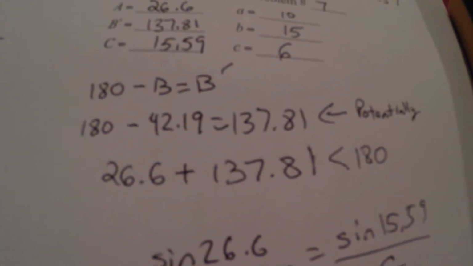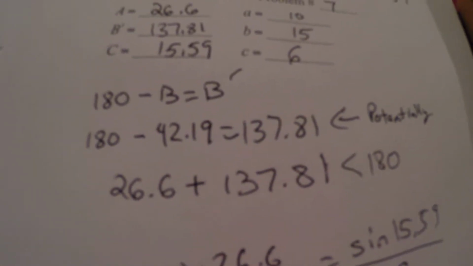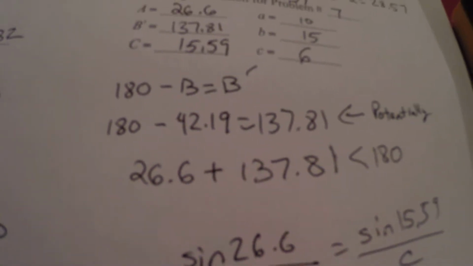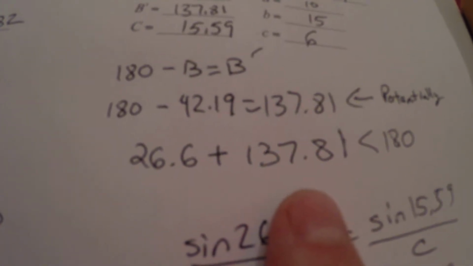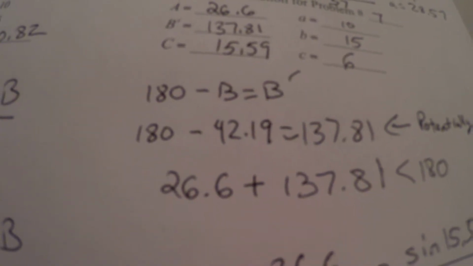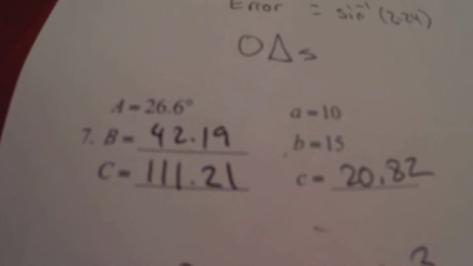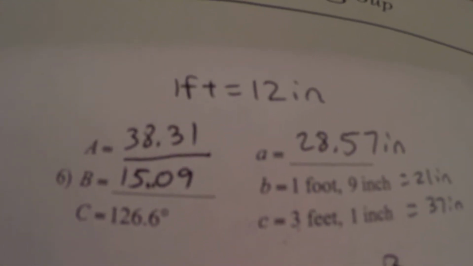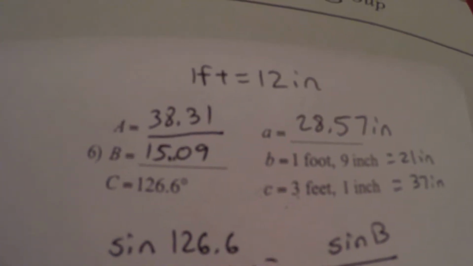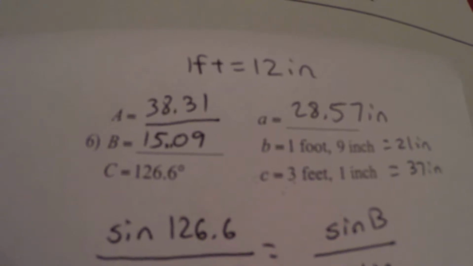Okay? So please make sure, I think this is the part that's really important, make sure you review this. If this value of 26.6 plus 137.81 was in fact greater than or equal to 180, then you would have only one triangle, and that would have been this. So every other example, like all these problems above, that was the case. So let me show you real fast.